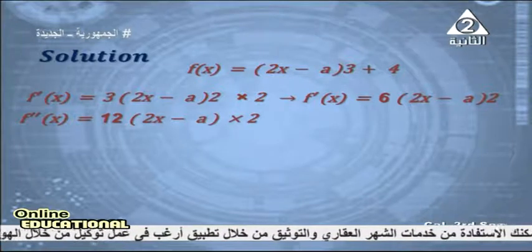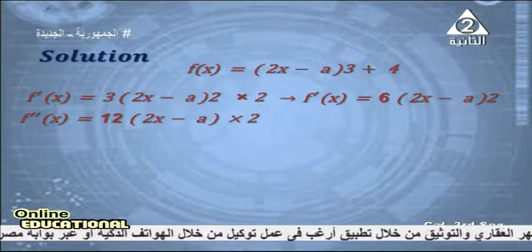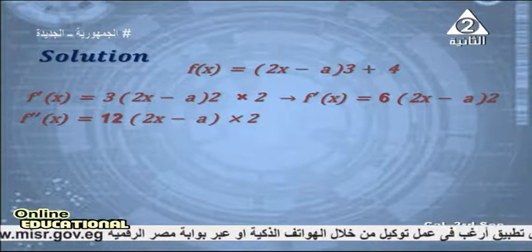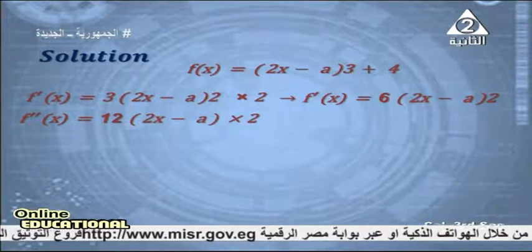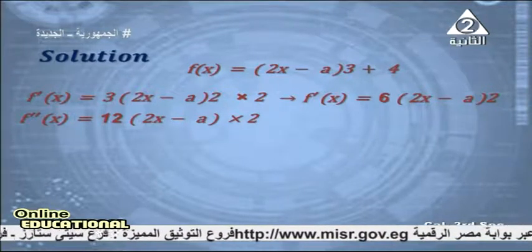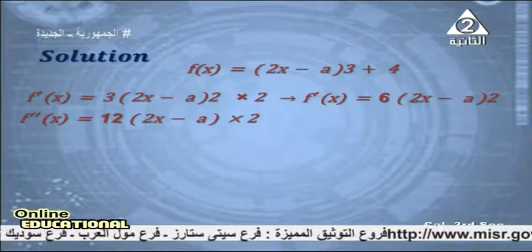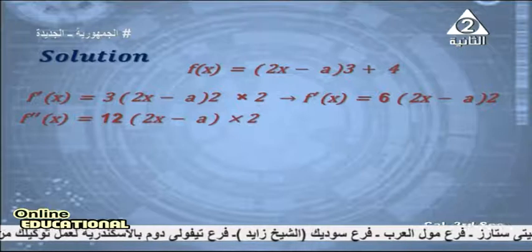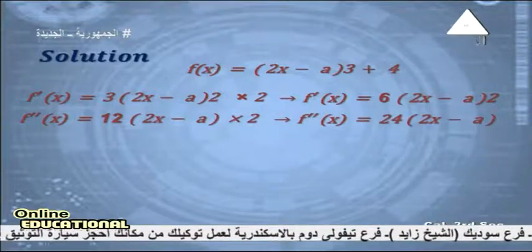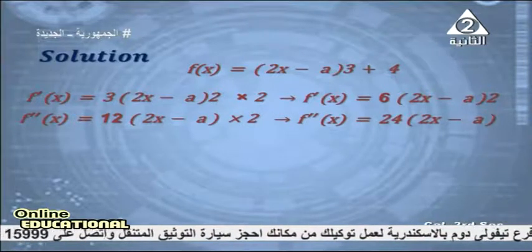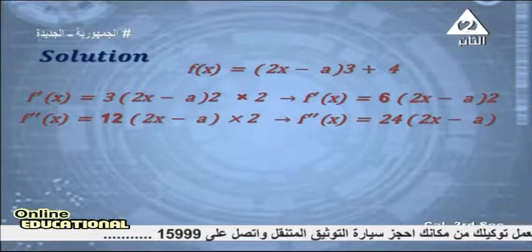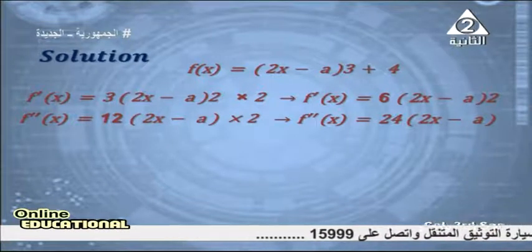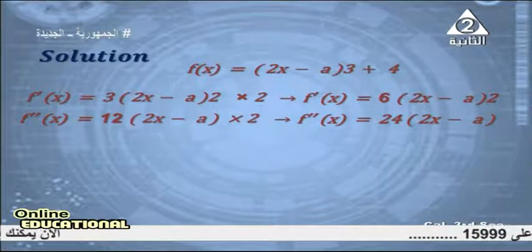a) all to the power 2, which is 12 multiply the bracket (2x minus a) all to the power 1 multiply the derivative of the function inside the bracket, which equals 2. Then f double dash x equals 12 multiply 2, which equals 24 multiply the bracket (2x minus a).